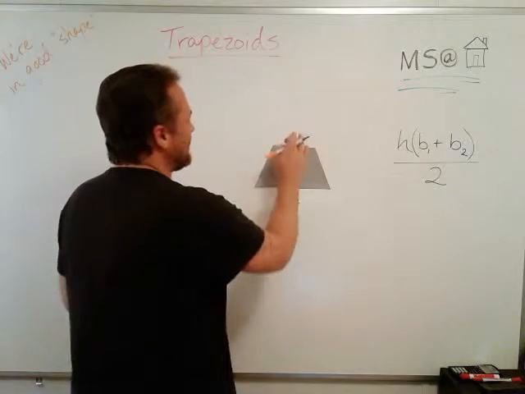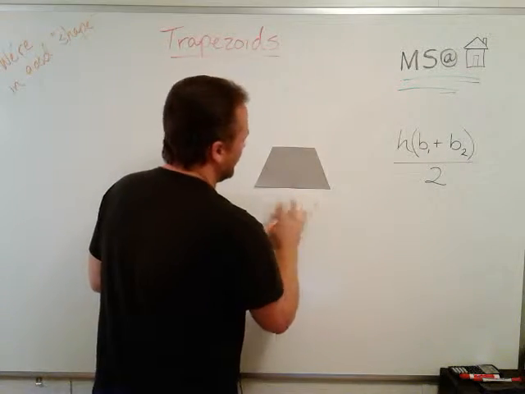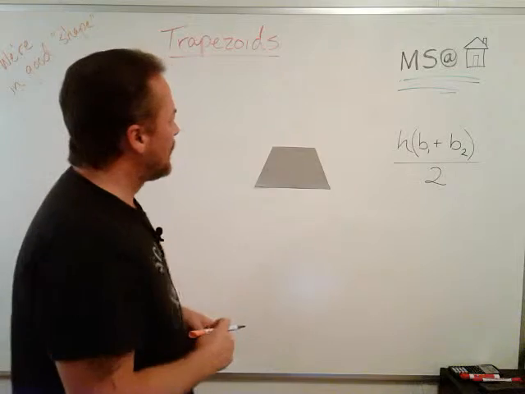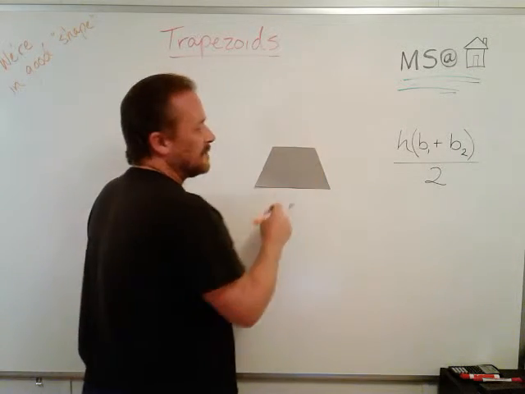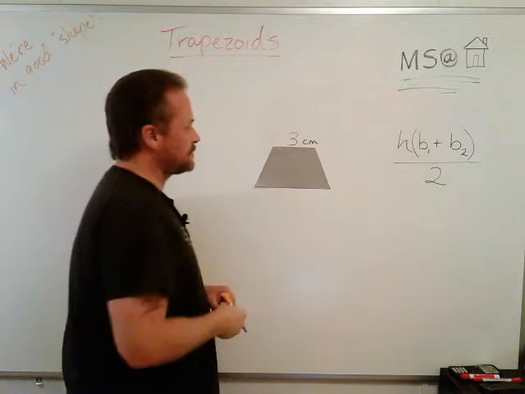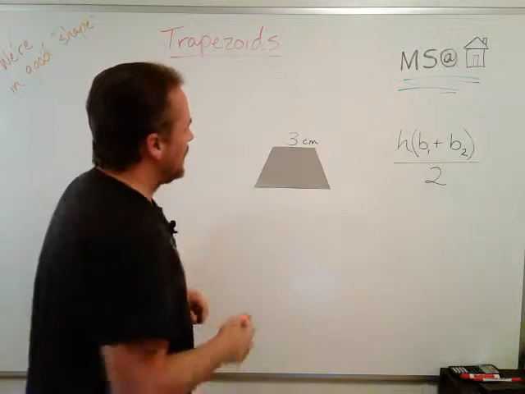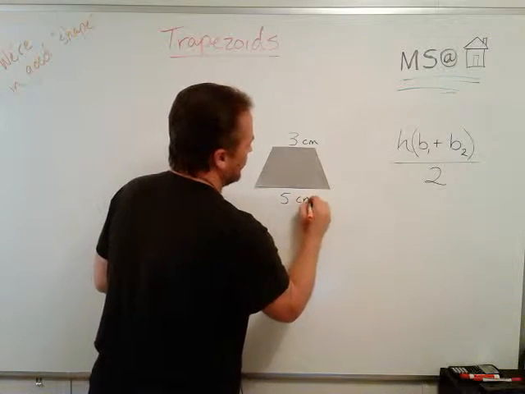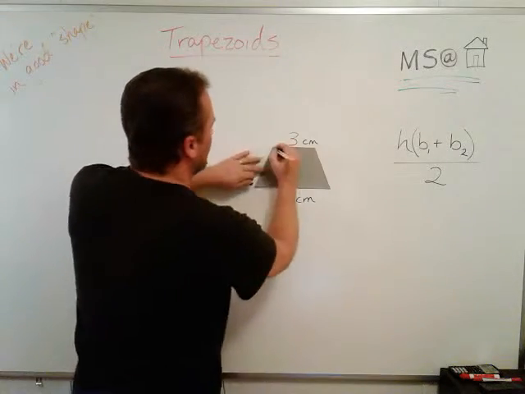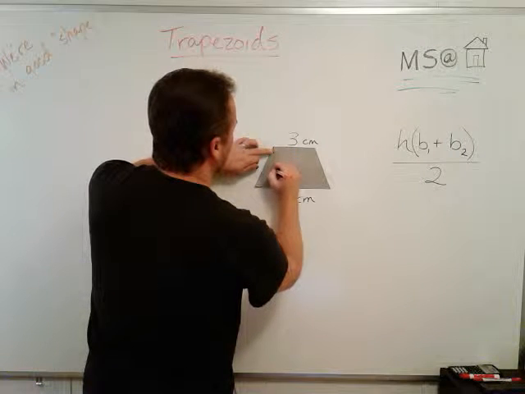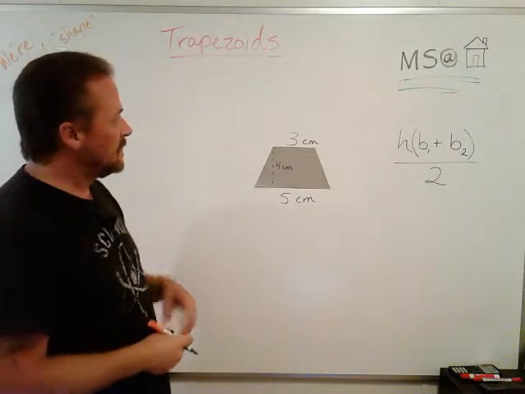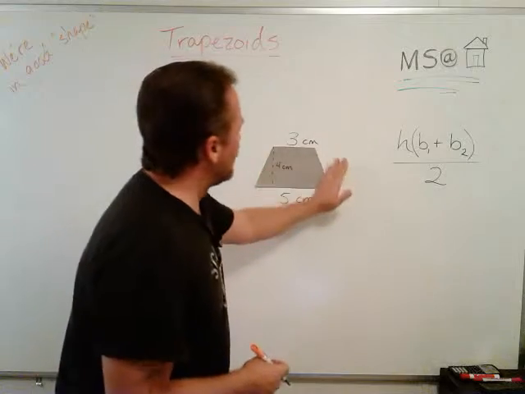Let's find out. I'm going to get rid of this, and I'm going to get rid of this. And I'm actually going to give this trapezoid some measurements so that we can try using this. Okay? So let's say that base 1, the top base, has a measurement of 3 centimeters. This one down here has a measurement of 5 centimeters. And it happens to be, let me go ahead and draw on my little cutout here, 4 centimeters tall. That should be all I need to find out what the area of this is.